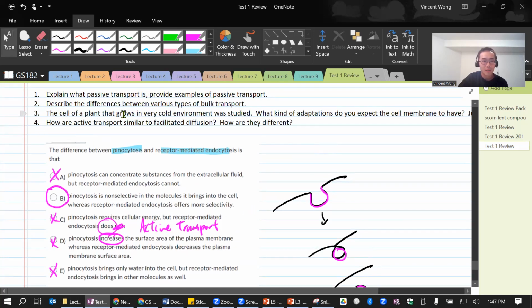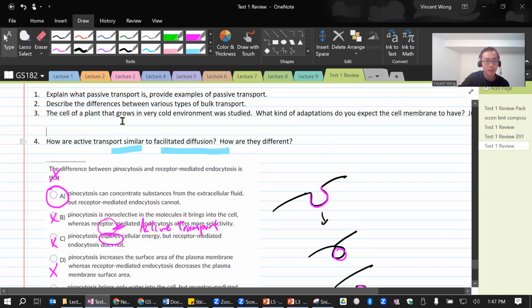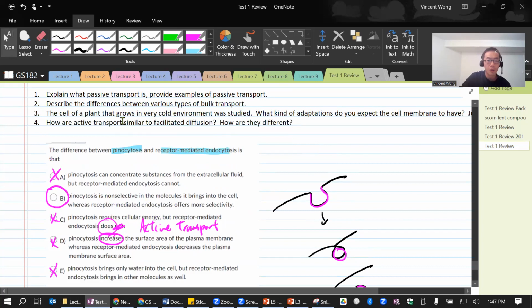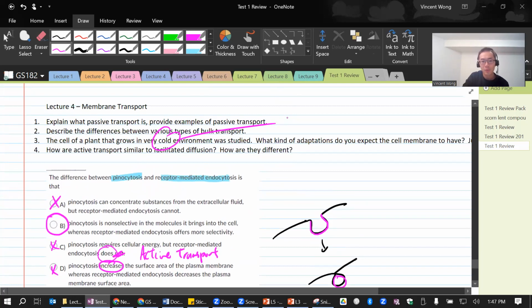The cell of a plant grows in a very cold environment. We did that one already before. For a cold environment, if you remember, we needed to make the membrane less solid. So you want to have more cholesterol and unsaturated fatty acids. Okay, that's it.